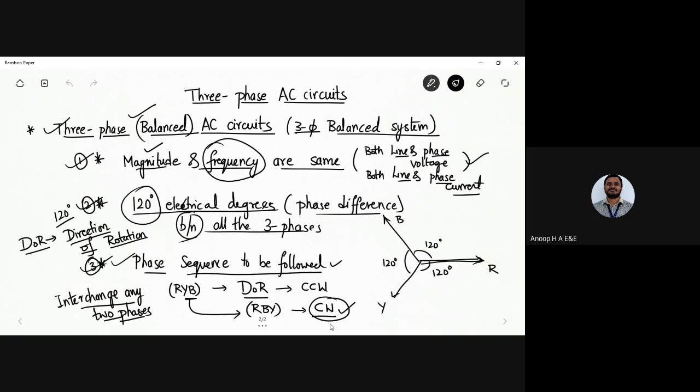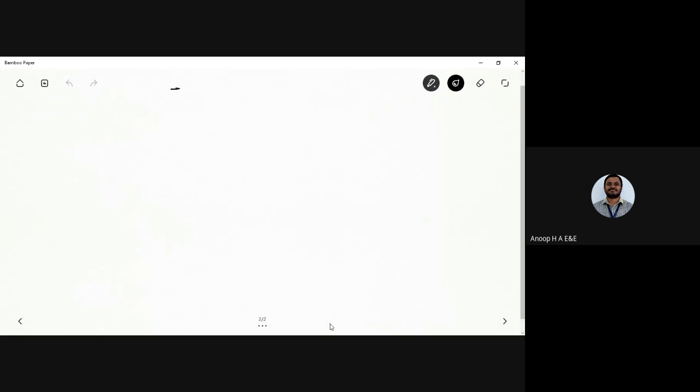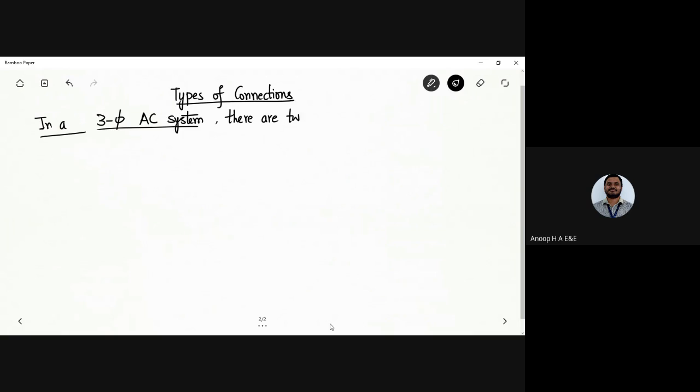Fine. Moving on to the next one, I have types of connections in a three-phase AC system. There are two types of connections.